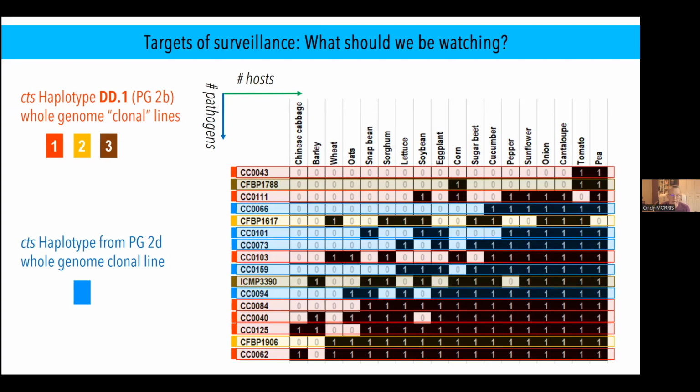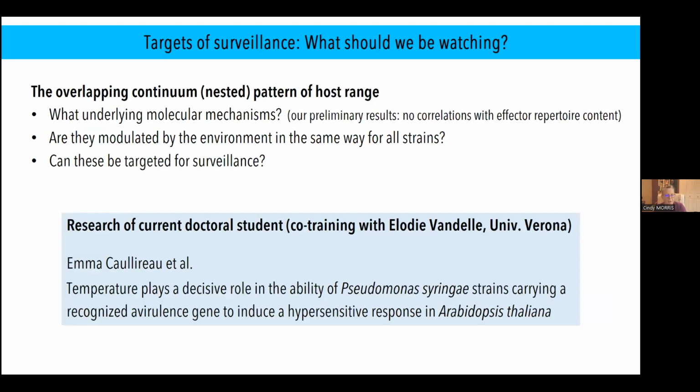Well, I got to this point in my research and I said, I'm not looking for markers of host range. There aren't any. This is where I just really got frustrated. Because even clonal lines, and of course the sequences aren't 100% identical, but we're talking about 98%, 99% identity, they don't have the same host range. So the question is, what are the underlying molecular mechanisms to describe this? There's no correlation with effector repertoire. Is this modulated by the environment in the same way for all strains? Can these be targeted by surveillance? My feeling is not yet.